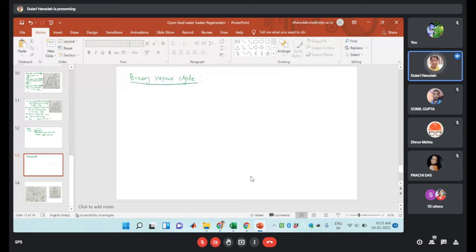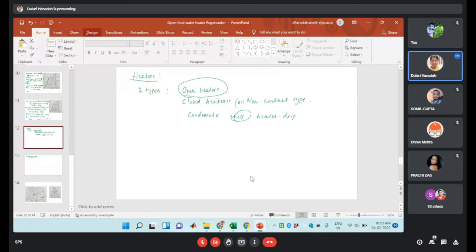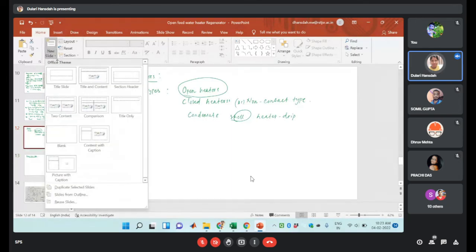Okay. So in that case, your critical temperature of water is how much? That is about, I think, 375 degrees Celsius. Okay. So we cannot go beyond that temperature. Okay. So let me explain it before the binary cycle. Let me explain what the ideal characteristics are.